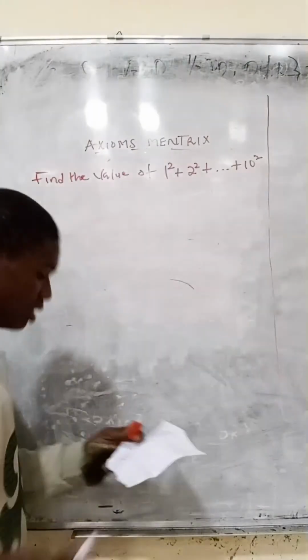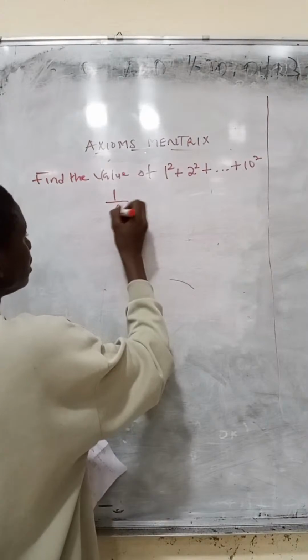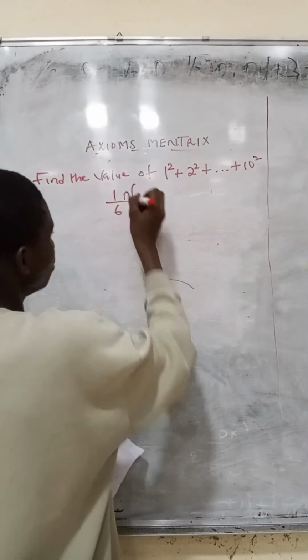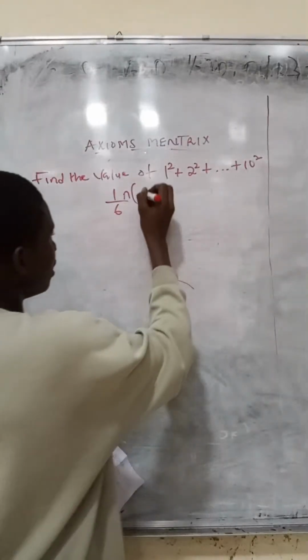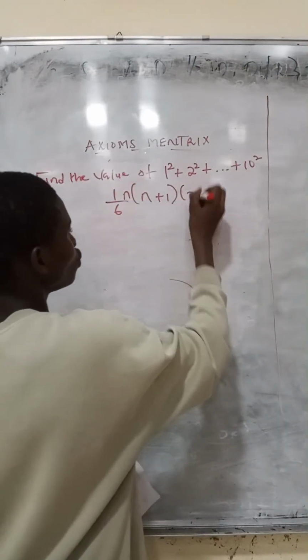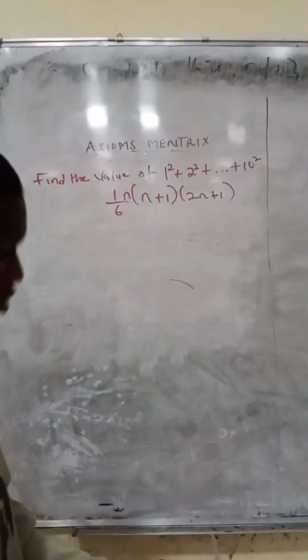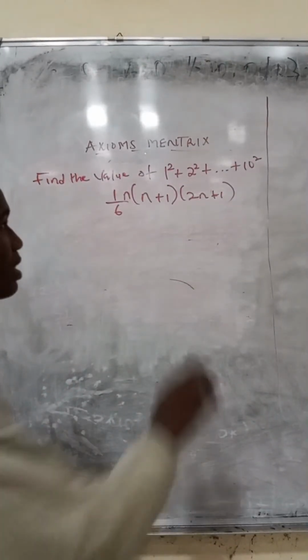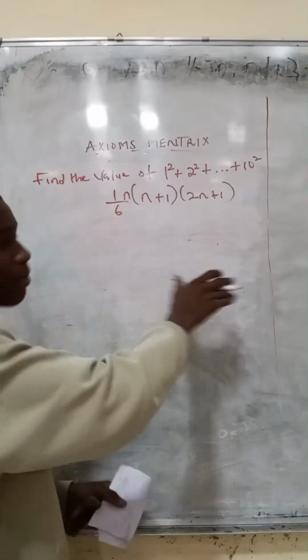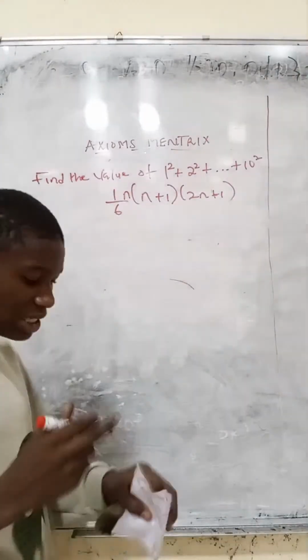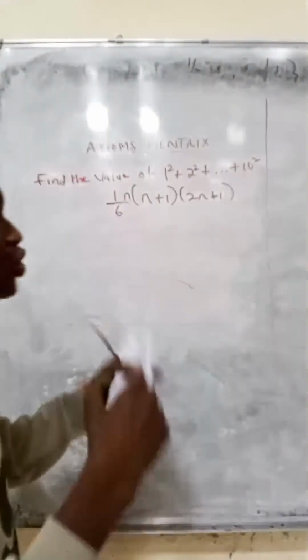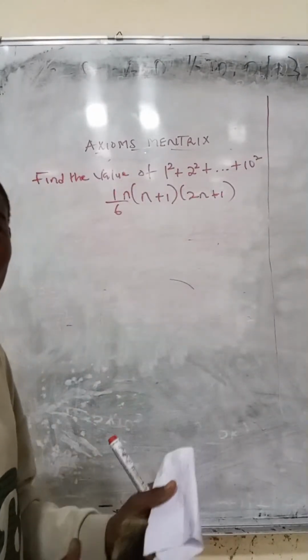And I'm going to be giving you the formula. So what we are going to be using as the formula is 1 over 6, n, then n plus 1, 2n plus 1. So that's the formula we are using here. So for me to get this, I'm going to be applying this formula. This is the formula for finding the summation of squares.